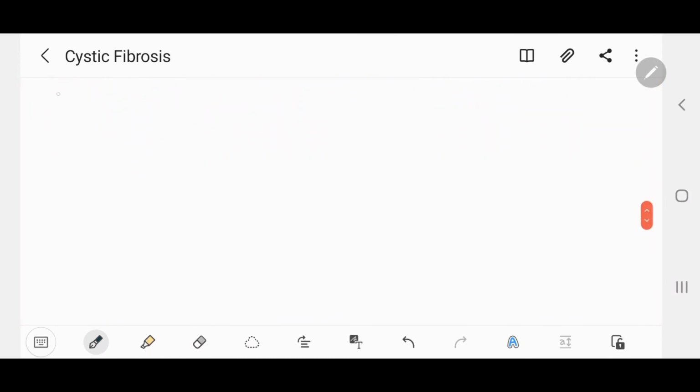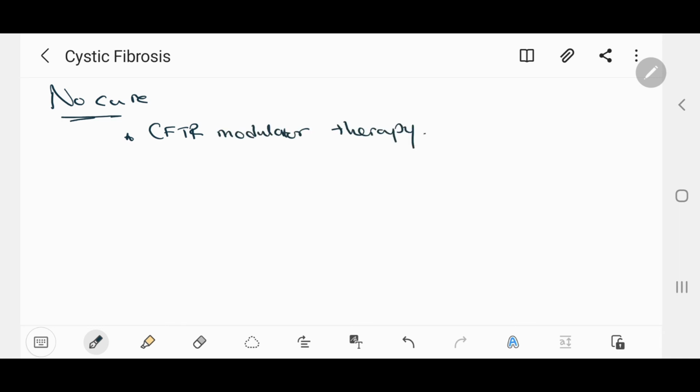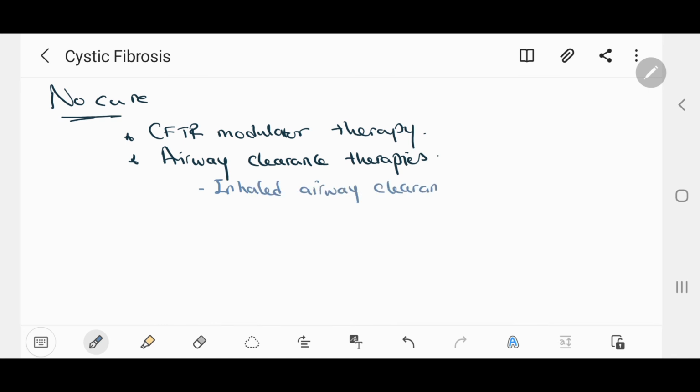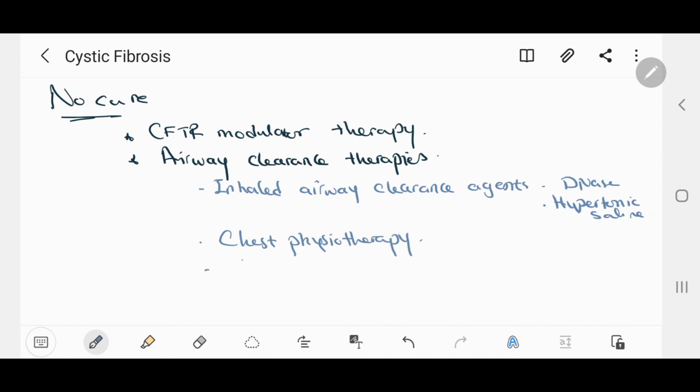As for the management of cystic fibrosis, there's no cure, but the treatment aims at correcting nutritional deficiencies and minimizing chest infection. We can do CFTR genotyping to determine if the patients are approved for CFTR modulator therapy. There's also the airway clearance therapies, and that can be done through inhaled airway clearance agents such as the DNase and the hypertonic saline. There's also the chest physiotherapy and exercise.